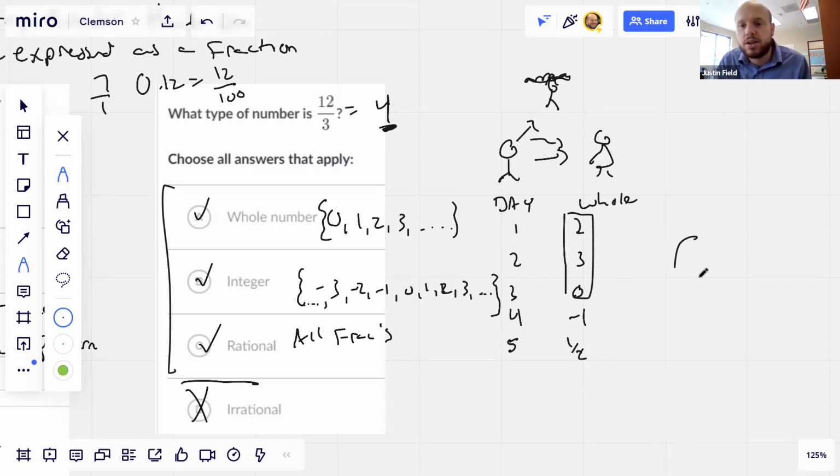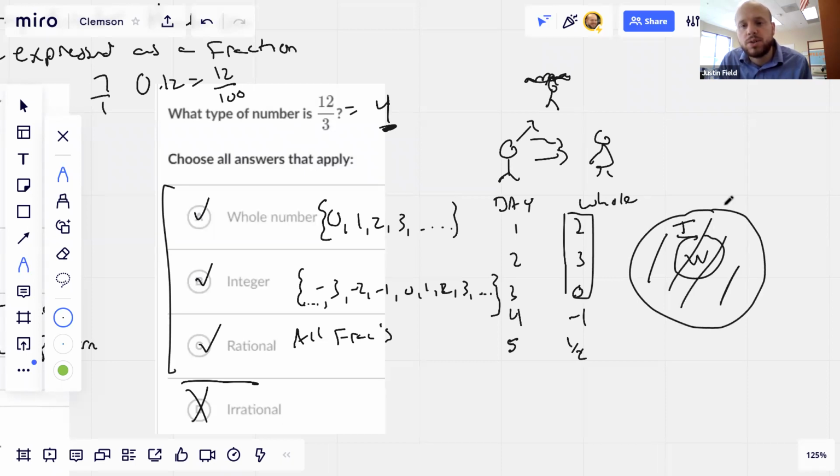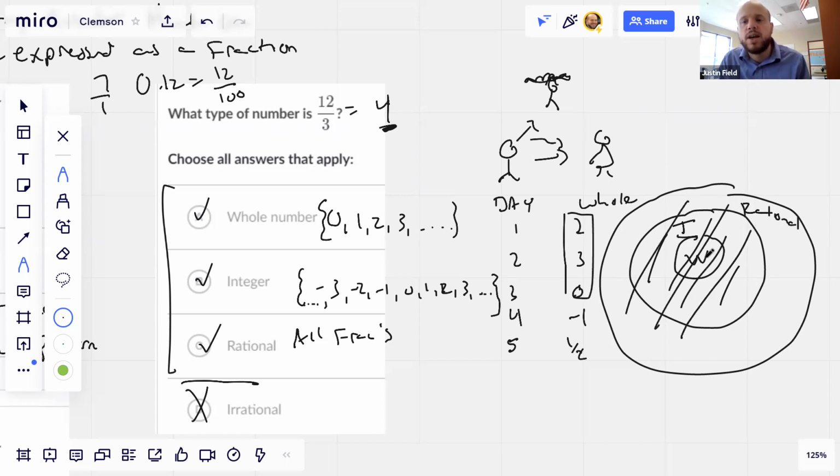And just another way of looking at it, you've got the whole numbers, and then integers include whole numbers, and rational numbers include integers and whole numbers. Okay, so if it's a whole number, it's an integer. It's also rational, right? If it's an integer, it's not a whole number, but it is also rational. It's in both circles. Okay, so a little diagram.